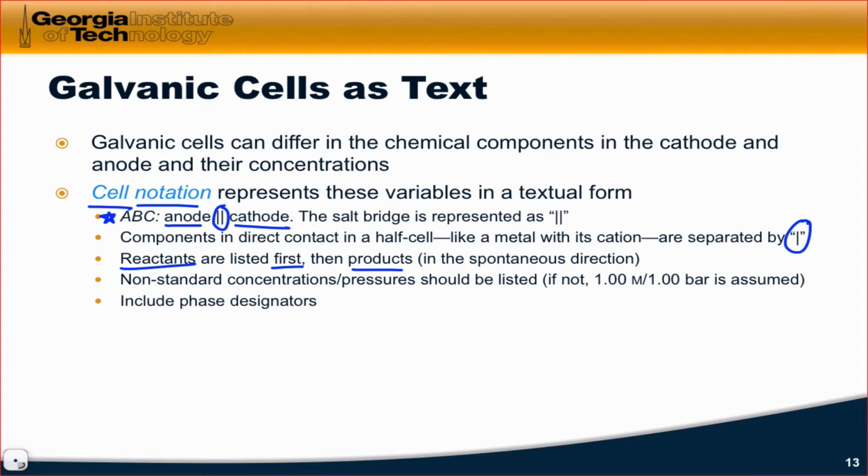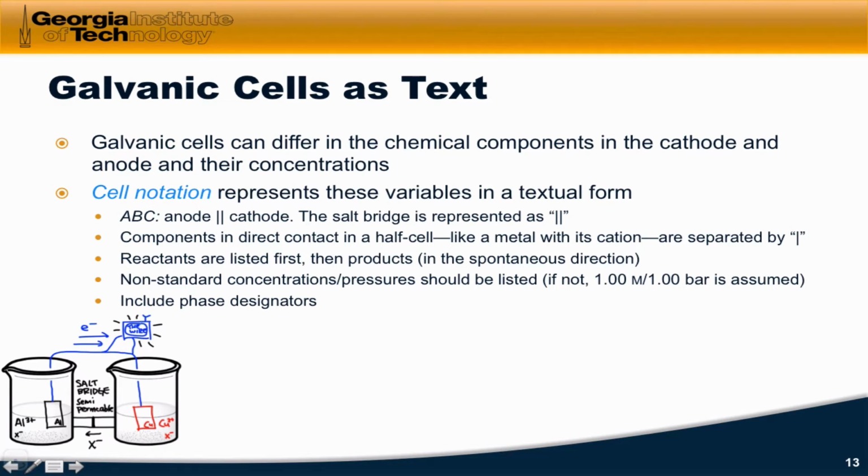If we're under non-standard concentrations or pressures, non-standard conditions, we need to list these in parentheses after the components with which they're associated. If we don't list them, then it's assumed that we're under standard conditions, which are 1 mole per liter of all aqueous components and 1 bar of pressure for all gases. And we want to include phase designators so that we know the phases of the various components of the galvanic cell.